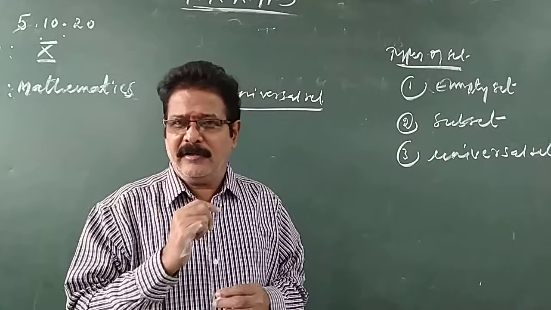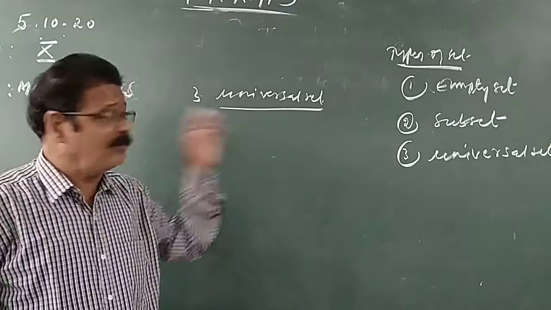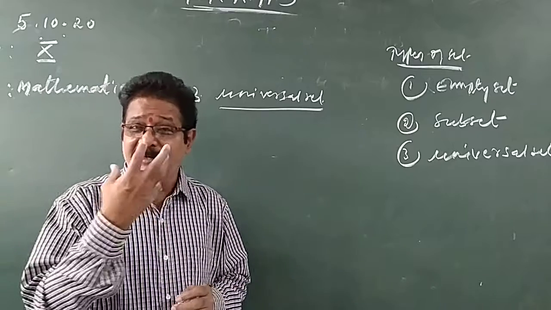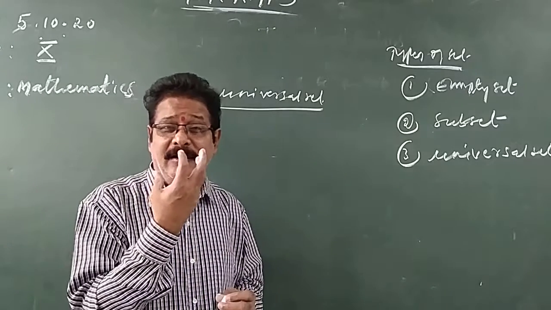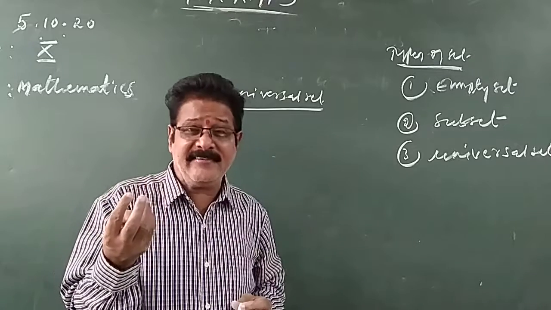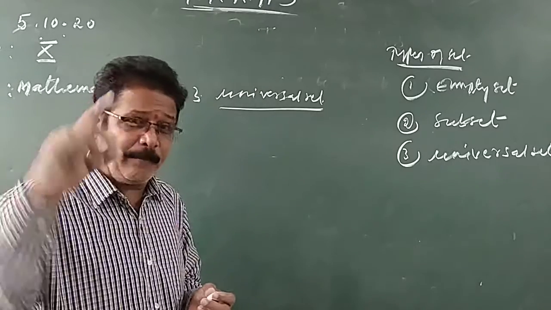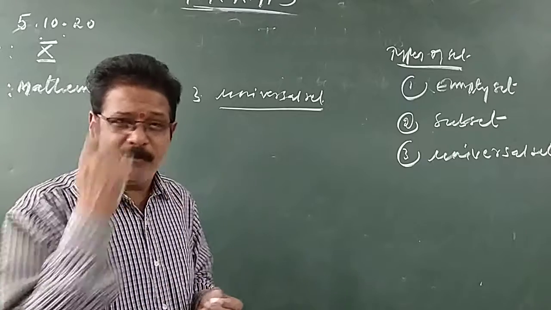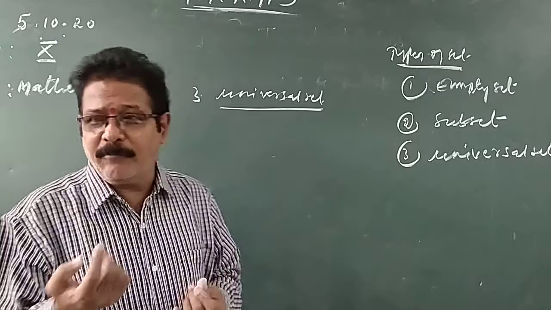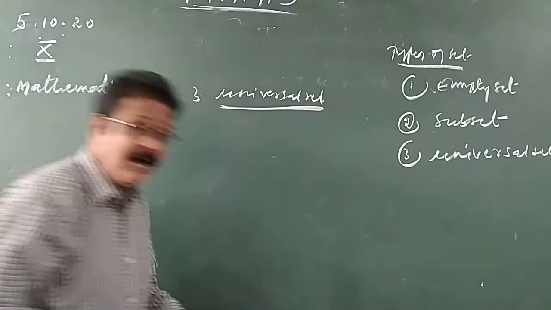So the universal set represents the whole part. Example: our mouth contains four types of teeth: incisors, canines, premolars and molars. Every part is a subset of the whole mouth. The mouth is the whole part, and the incisors, molars and premolars are all the subsets. So the universal set is generally used to represent a set.